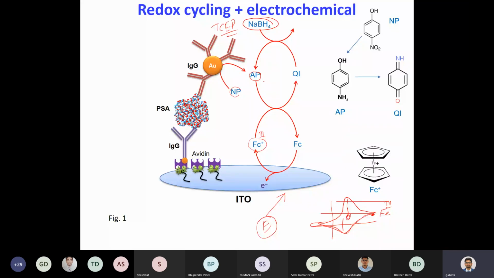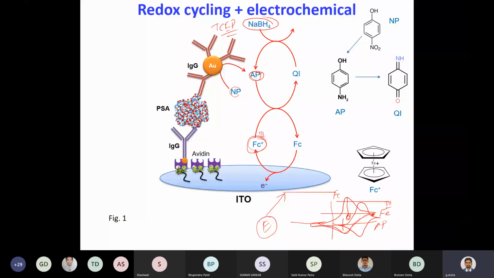Now, AP. You know that from the ANP, AP will form on the surface, right? So you have to check another cyclic voltammogram for AP. Maybe AP can be oxidized here. I know that AP is oxidizing here, that's why I put the CV like this. So you have to get some chemicals like AP and Fc+, and your first work will be to collect the cyclic voltammogram. This is for Fc and this is for AP.